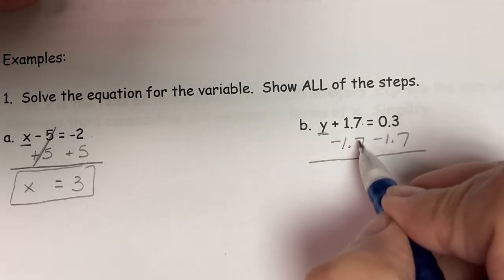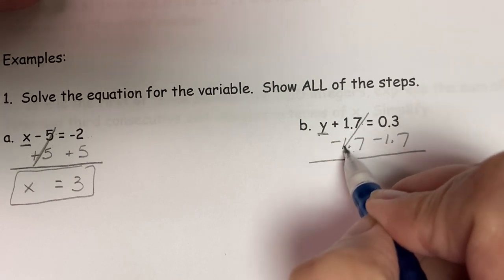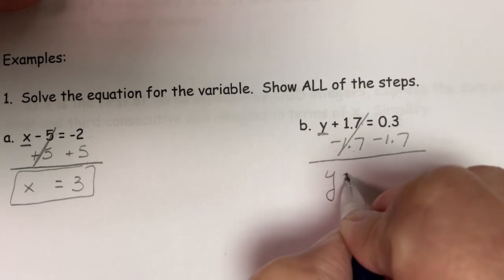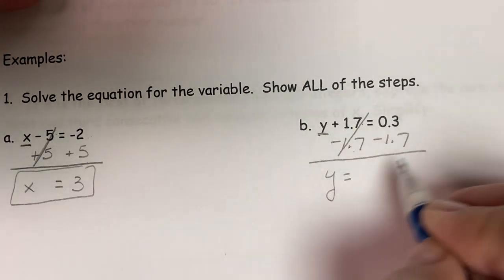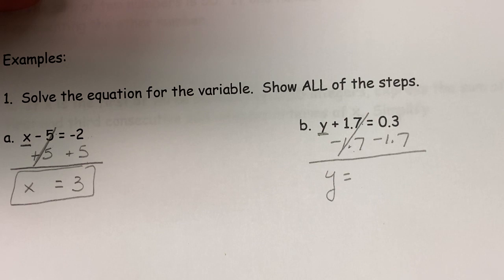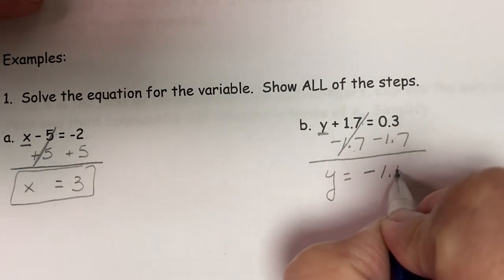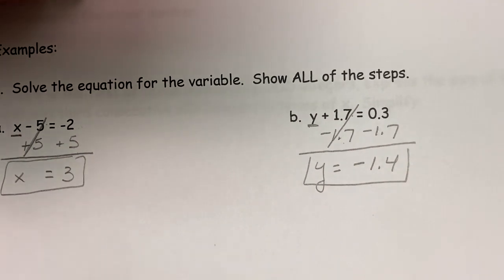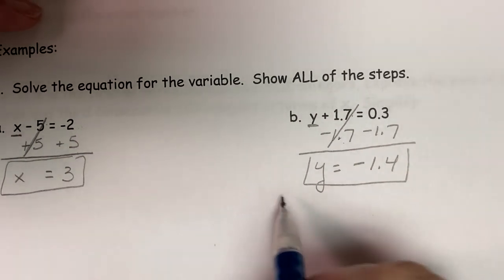Let's see what happens. Here we have a +1.7 and a -1.7. Those are going to drop out. And on the left-hand side of the equal sign, we have y. On the right-hand side, we have 0.3, and we're going to subtract from it 1.7. So pick up your calculators and go ahead and do the math. You can see that you're going to get -1.4.